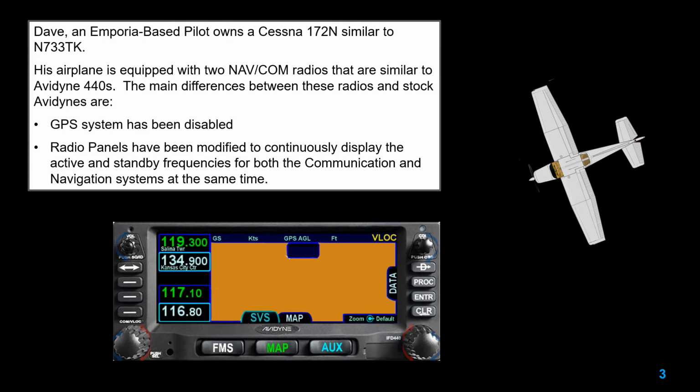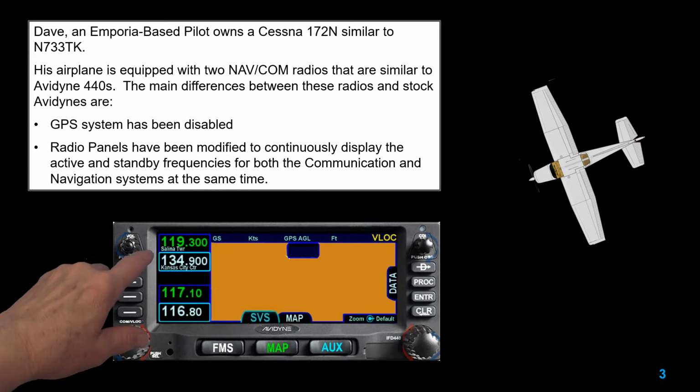In this scenario, Dave, an Emporia-based pilot, owns a Cessna 172 November similar to a 733 Tango Kilo. His airplane is equipped with two Navcom radios that are similar to Avidyne 440s. The main differences between these radios and the stock Avidynes are the GPS system has been disabled and the radio panels have been modified to display the active and standby frequencies for both communication and navigation systems at the same time. So up here you have the communication frequencies on the top.